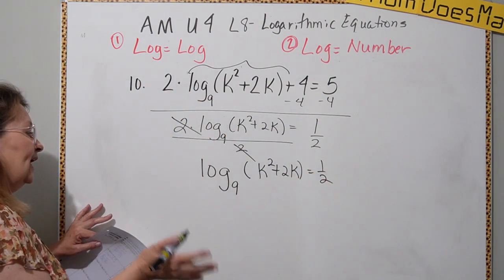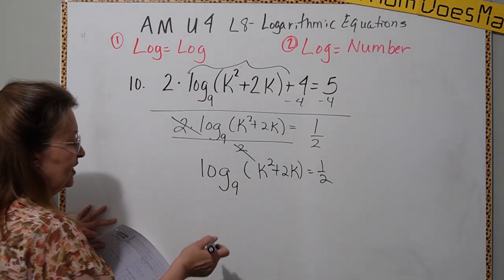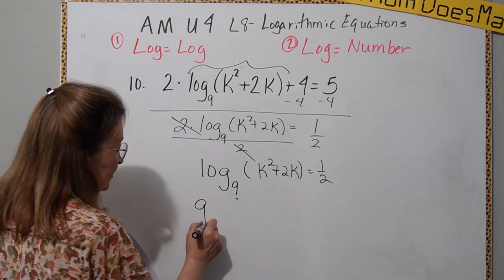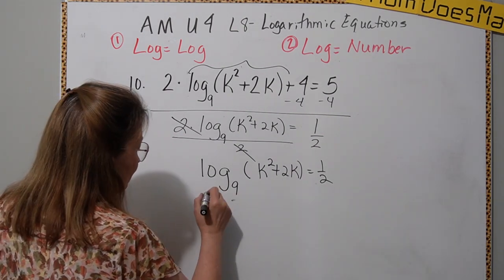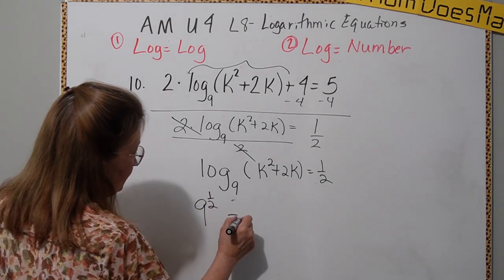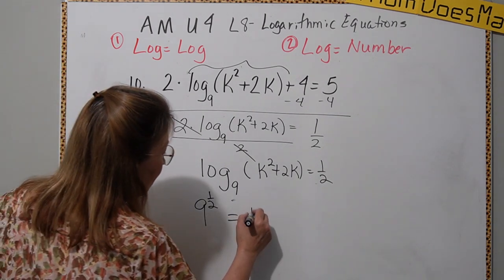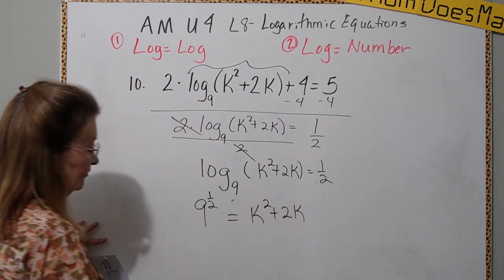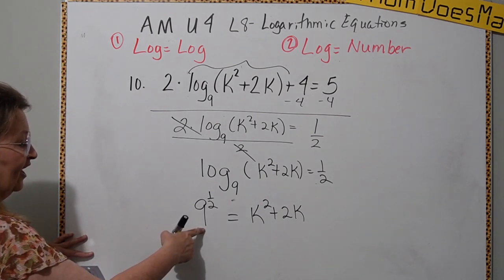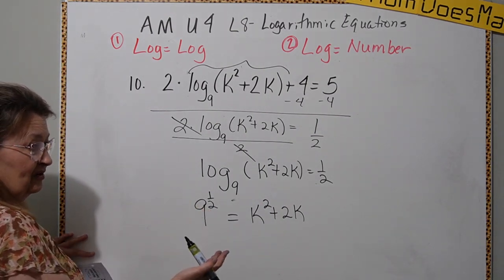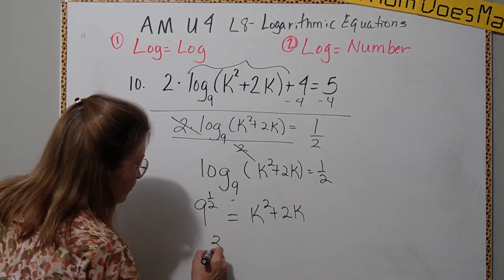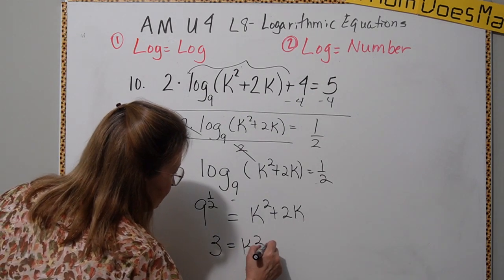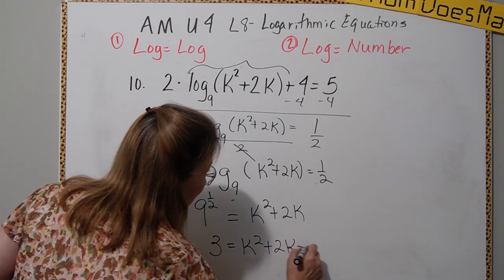All right. Now we are ready to convert to exponentials. I'm going to take my base, which is 9. I'm going to raise it to this exponent. So now I have 9 to the 1/2 equals k squared plus 2k. All right. What is 9 to the 1/2? Remember, that's the same as a square root. So the square root of 9 is 3, equals k squared plus 2k.